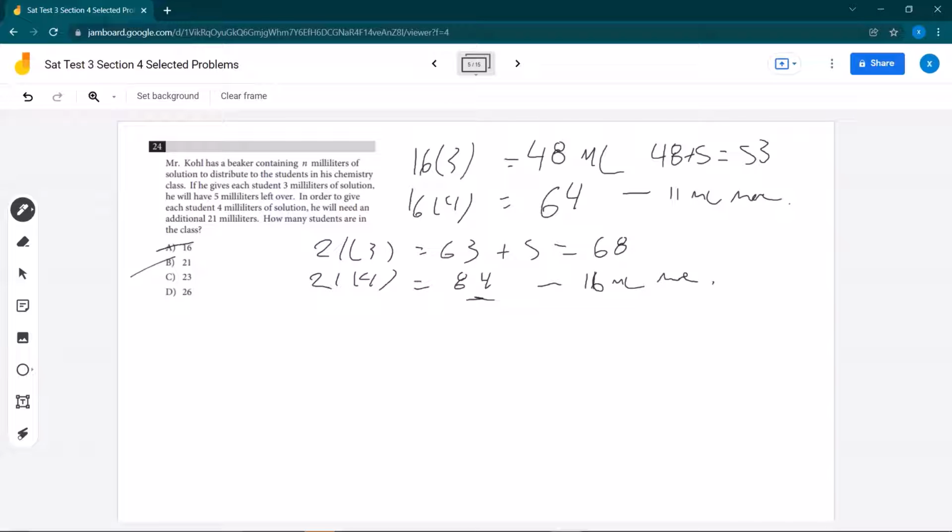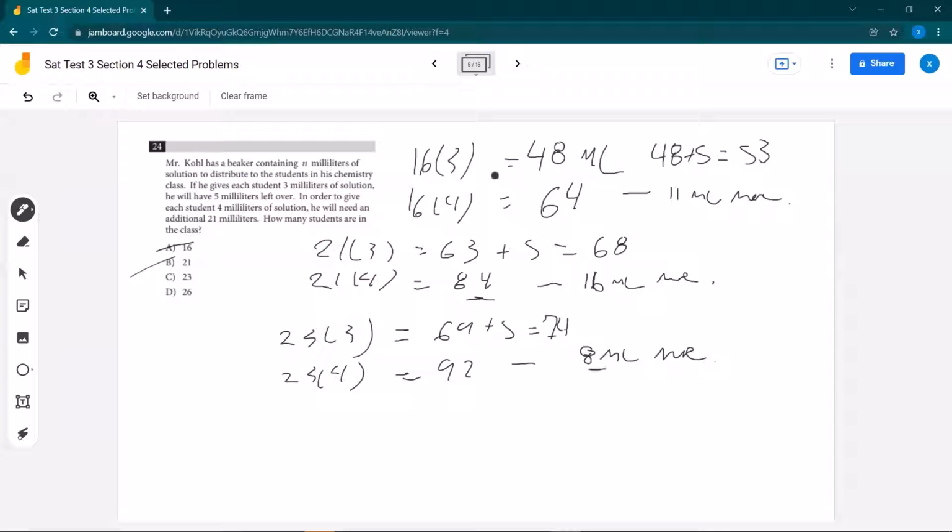Now let's take a look at C. So we have 23 times 3, right? If he gives each student 3 milliliters, what is that going to be? Well, 23 times 3 is 69, which adding 5 is 74. So 74 milliliters. And now 23 times 4, it's 80 plus 12, that's going to give me 92. Well, if he gives each student 4 milliliters, he needs 92 milliliters. So this is saying he'll need an additional 21. Well, what's 92 minus 74? That's 18. So that'll be 18 more. So again, it's not 21 more. In fact, he'll need 18. So 23 was ruled out.